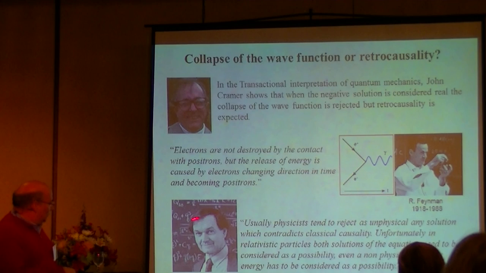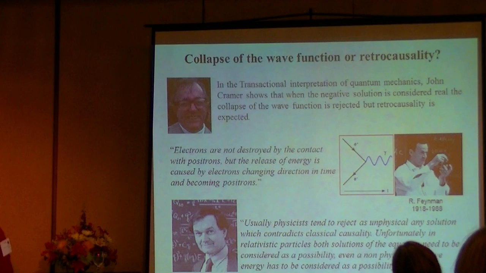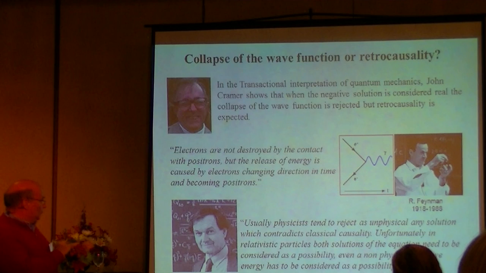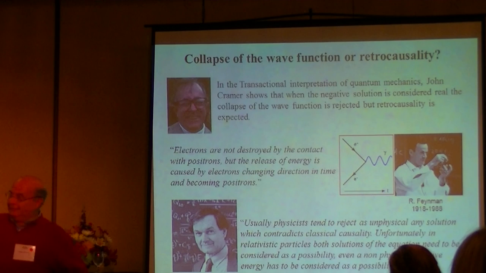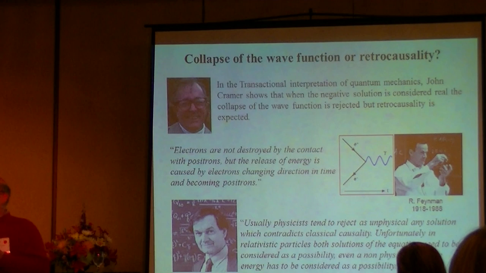Roger Penrose rejects the idea of retrocausality, but he says that usually physicists tend to reject as unphysical any solution which contradicts classical causality. Unfortunately, in relativistic particles, both solutions of the equation need to be considered as a possibility. Even a non-physical negative energy has to be considered. The reason why the negative solution, the retrocausal solution, is usually rejected is, one, that it contradicts the cause and effect idea. It introduces another type of causality.